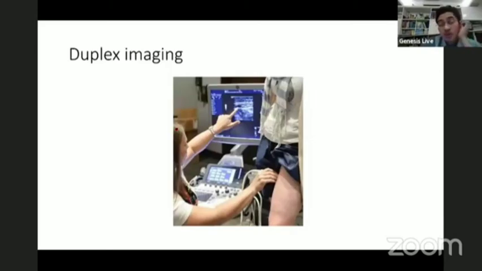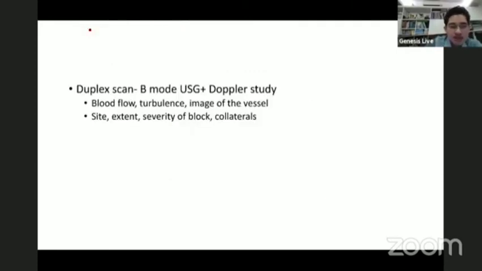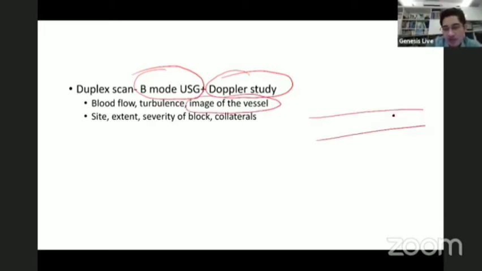Duplex imaging is the most important investigation in a vascular case. You must send the patient to a vascular surgeon for assessment with duplex imaging. What is this? Duplex means two. Two things are done here. What are the two things? Number one, there's a B mode ultrasound, and number two, a Doppler study. With the B mode ultrasound, you can image the vessels and see how much of the vessel is obstructed.